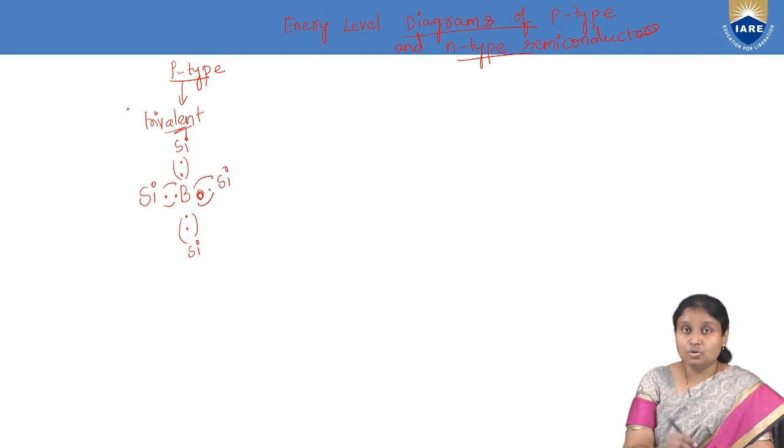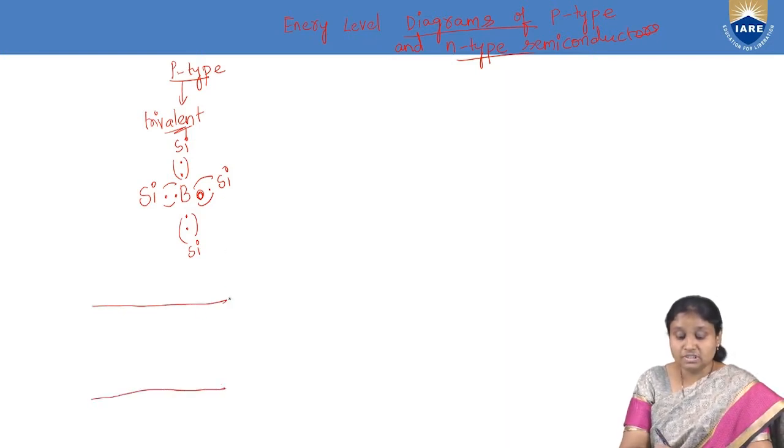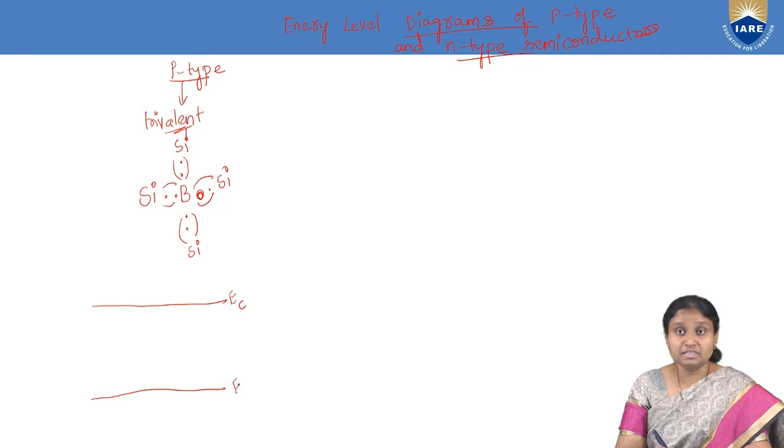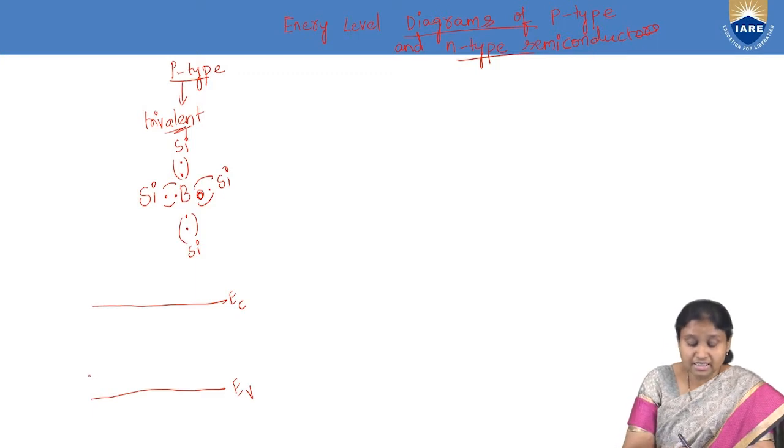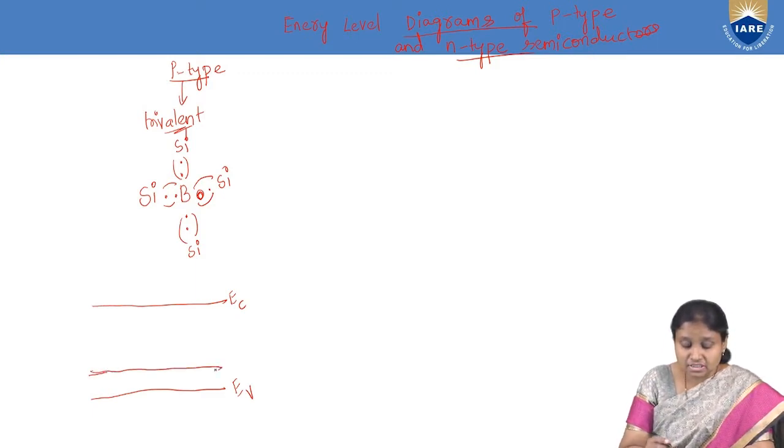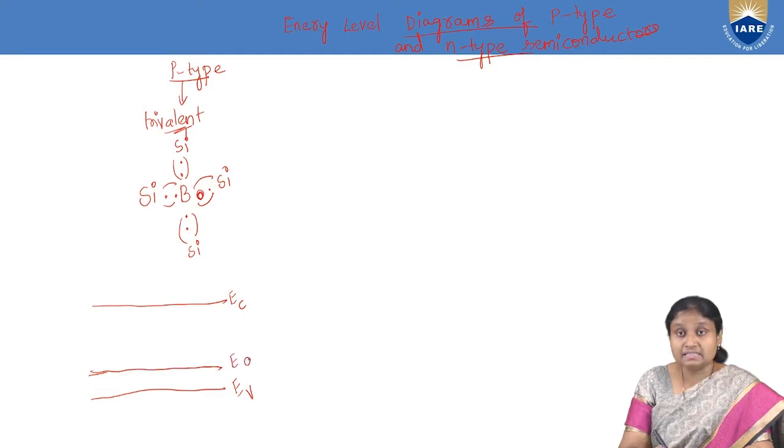If we try to explain this concept using the energy level diagram, what we are going to observe here is, of course, the bottommost energy level of the conduction band, which is defined by EC, and the topmost energy level of the valence band, which is defined by EV. Apart from this, there is one more energy level, and that is called the acceptor energy level.